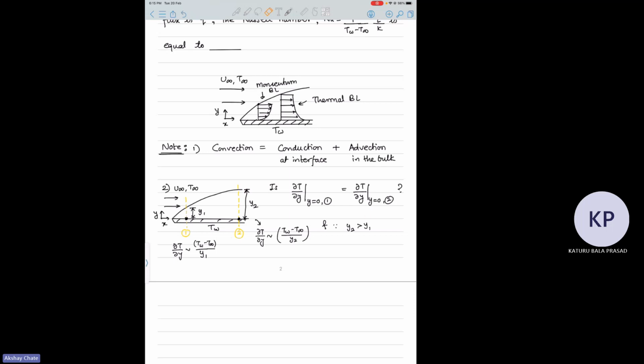If you don't understand this explanation, or if you forget during your exam, no issues. You should remember the answer. So the answer is they are not equal, because if they are equal, then there won't be any boundary layer. So the correct answer is initially the gradients will be higher. So basically the correct sign is greater.